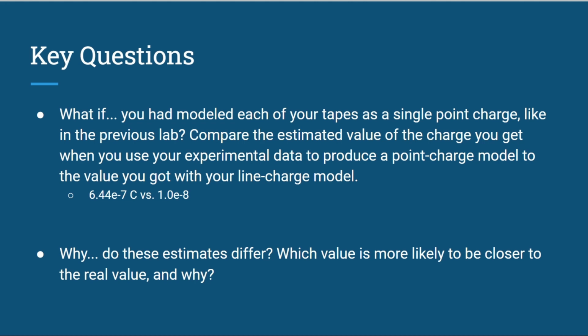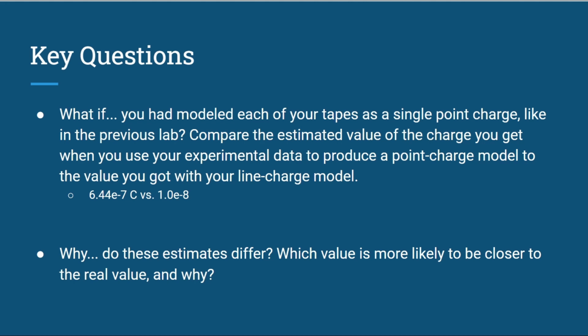To answer the second question, why did these estimates differ? It's likely that they differ because of, like I mentioned, the addition of distance into multiple charges present on the line tape model. When there are multiple charges present, the net electric field on each of those charges will be less because of the interaction between the charges and other charges on that same tape.